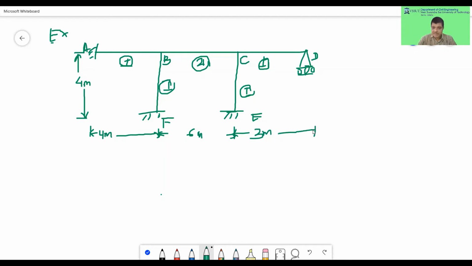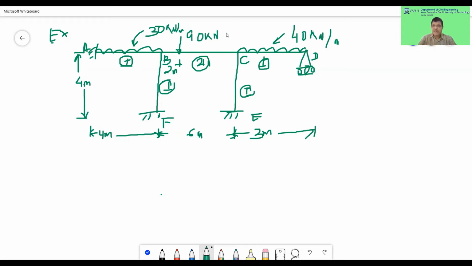Let us go to the loadings given. Loading is given here, 40 kilonewton per meter. So this is 40 kilonewton per meter. There is also a load of 30 kilonewton per meter here also. 30 kilonewton per meter. There is a point load acting at 2 meters. So this is not at the center. So this distance is 2 meters, out of 6 meters. And the load here is 90 kilonewton.